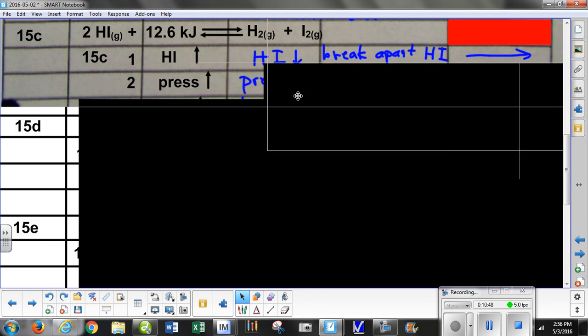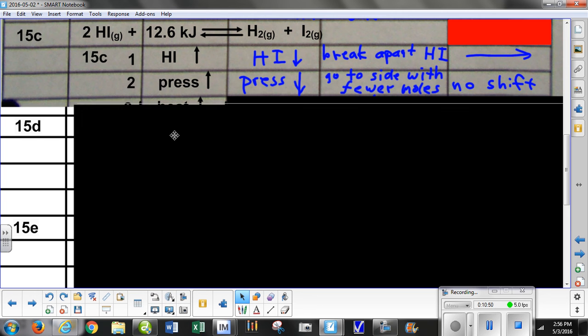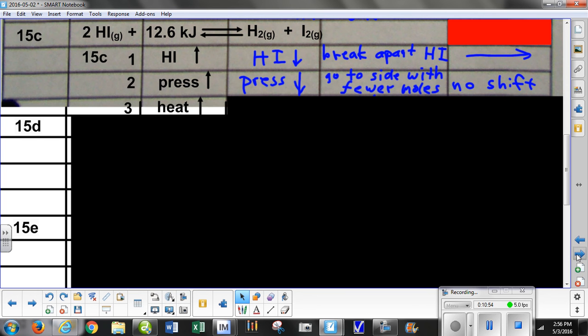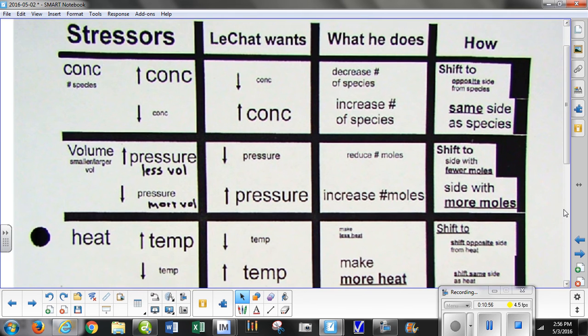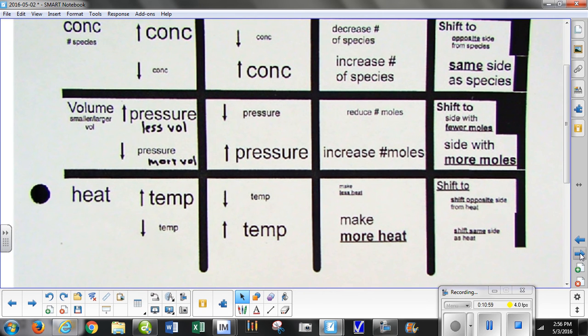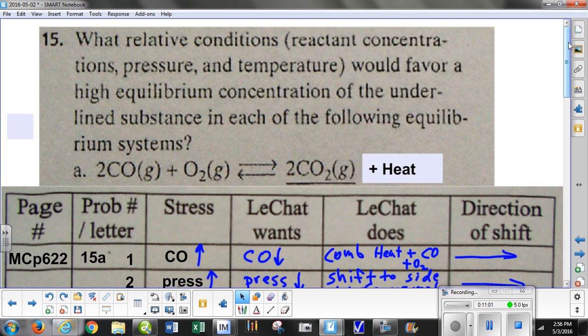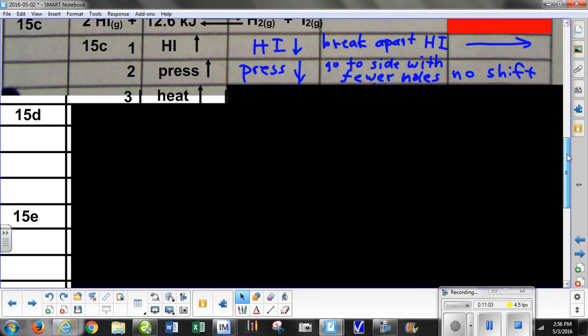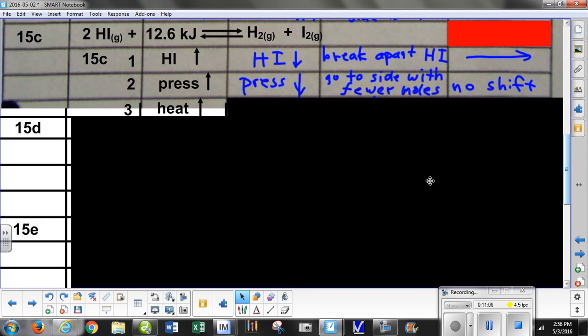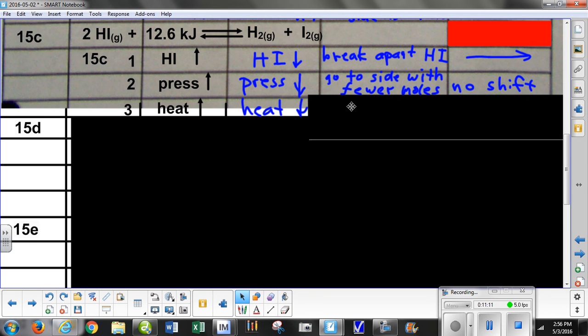Okay, so let's go down here, and now let's deal with the heat issue. The heat issue is on the third line of this chart, and this tells you how to deal with heat. So if heat is up, there we go. Let's get the reaction showing. If heat is up as the stress, and we go heat down, Anthony, okay, so Anthony's going to go ahead and do this one.